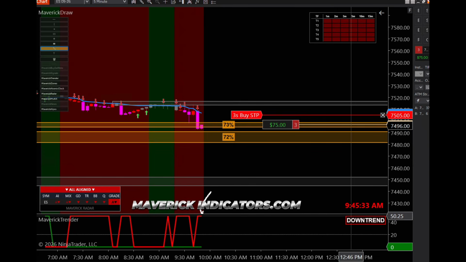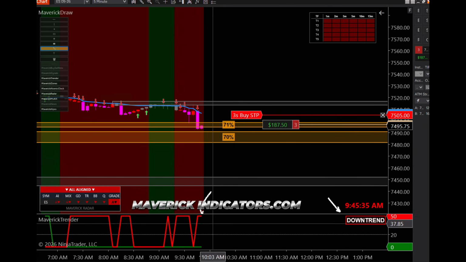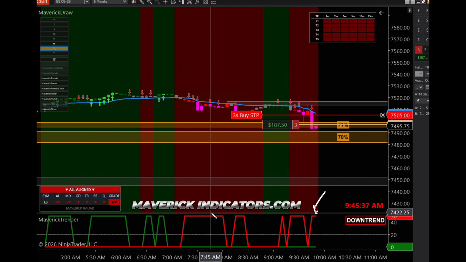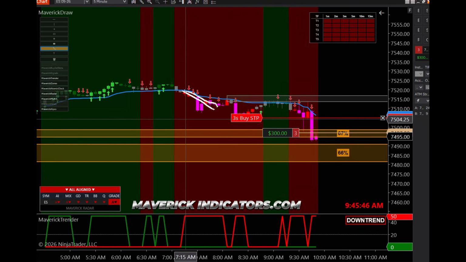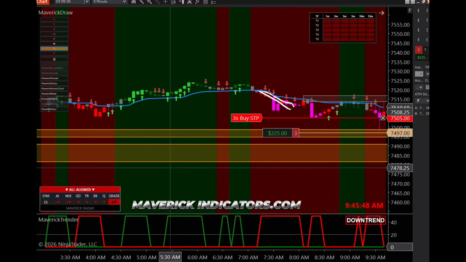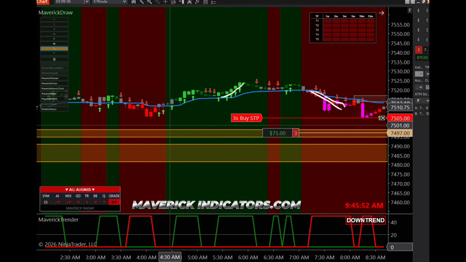Down here you got the Maverick Trender. When this line is pegged to the top, it's showing massive strength and momentum. We get that downtrend label. And you can look back here, if you go from this flat top from here to here, that was a nice profitable move down. Red to the downside, green to the upside. You can see this flat top. This sucker went straight up even at 5:30 in the morning.